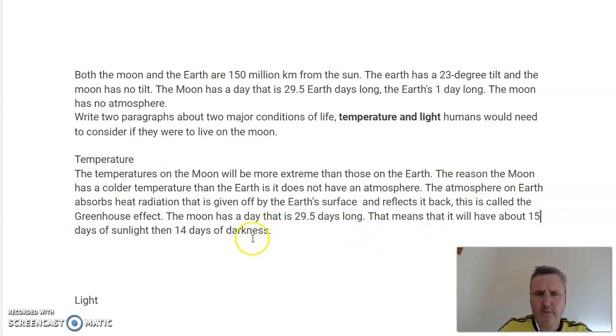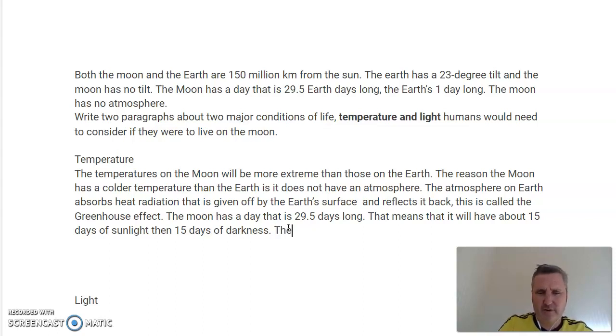So once we see that factor, and that was at the top there, we can start thinking about, okay, so what is this days? So that means that it's going to have about 15 days of heat radiation, right? So because it gets 15 days of heat radiation, the temperature will increase to a higher point because it's got a longer time of the sun shining. So the temperature will get hotter because it has a longer period in the sun.